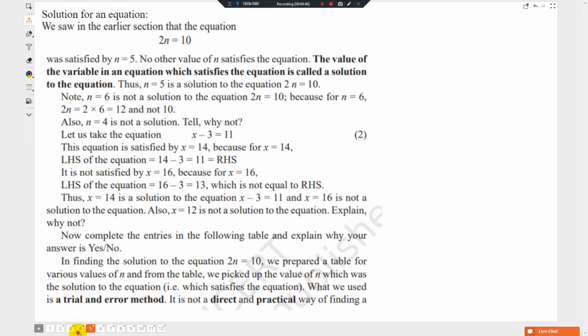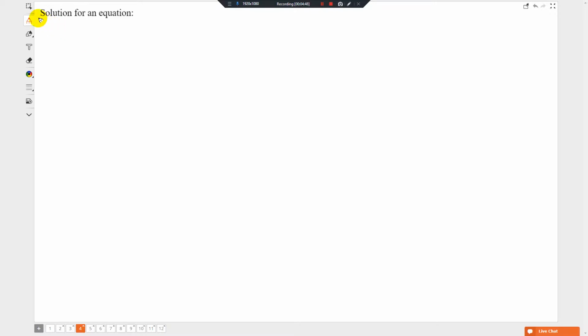Now this, I'll show you. In this solution for an equation, if there is an equation like 2n is equal to 10, what would this n be? Finding the value of a variable is called the solution for an equation. So think that this is the first example. I'll show you how to do it.